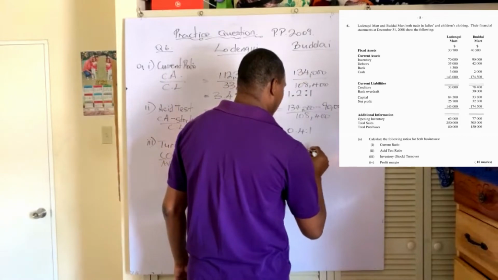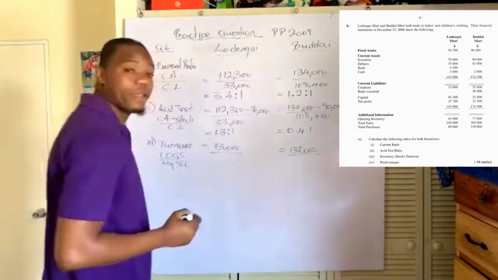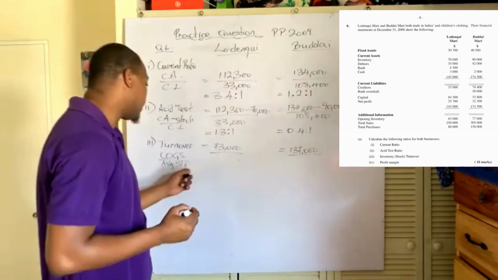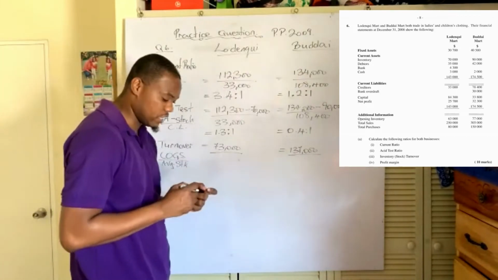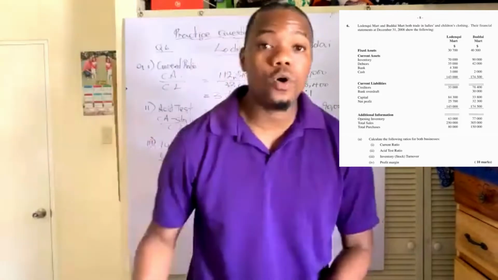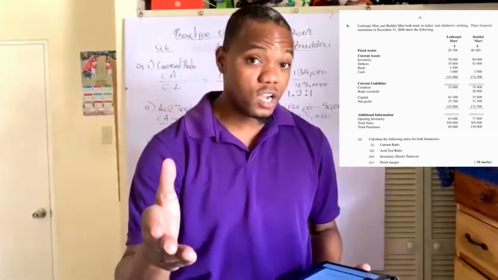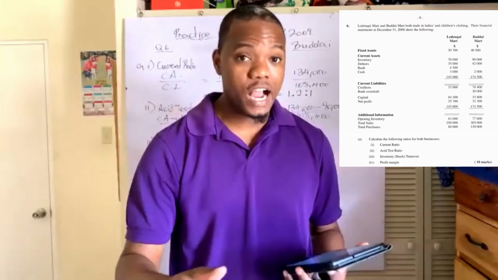You see how they make it difficult? That's how they make it difficult, guys. Then now we have to calculate average stock, and this is another calculation again. Because now we have to add our opening stock plus our closing stock and divide that by 2. That is how you get average stock.